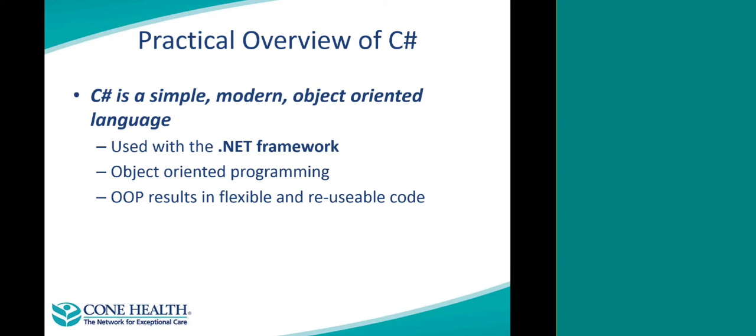C# is a simple and modern programming language, and the big thing there is it's object-oriented. It uses the .NET framework, which is a code base that Microsoft supports and allows you to stand on their shoulders and not have to do everything from scratch, and you can pick up common things from them. As for object-oriented, you may not have heard that phrase before. Basically, that means your code can be flexible and reusable, and it comes in units called classes that you can make generic and then reuse in different ways.